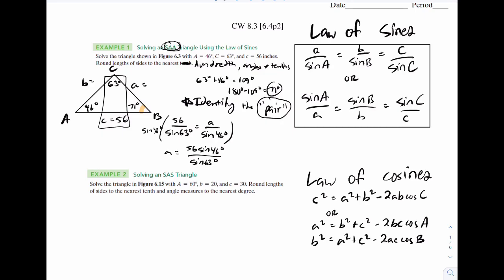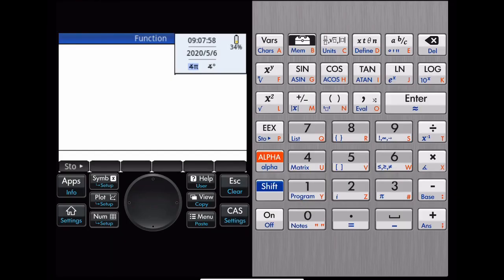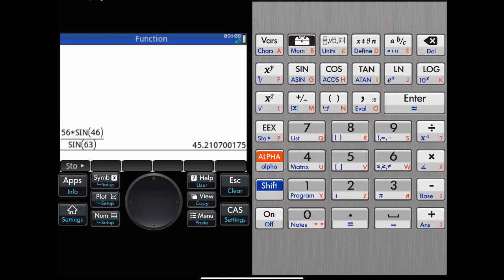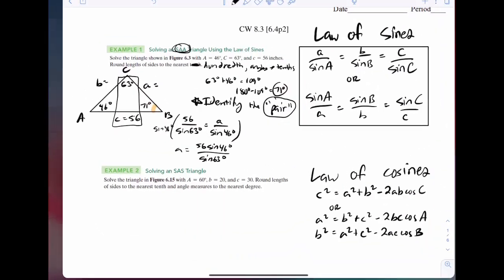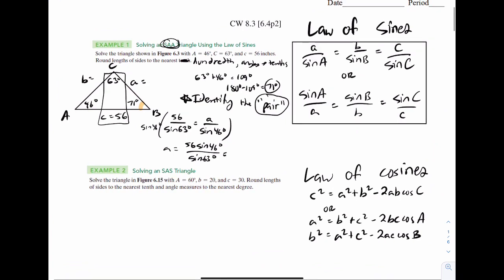Now to do this, we're going to need our calculator, degrees. So make sure you set this to degrees. We've been in radians from our last class. And all we're going to do is type in the expression exactly as it was. Hit enter. There it is, 45.21. So we come back here. This is 45.21. So I'm going to fill that in. a is 45.21.